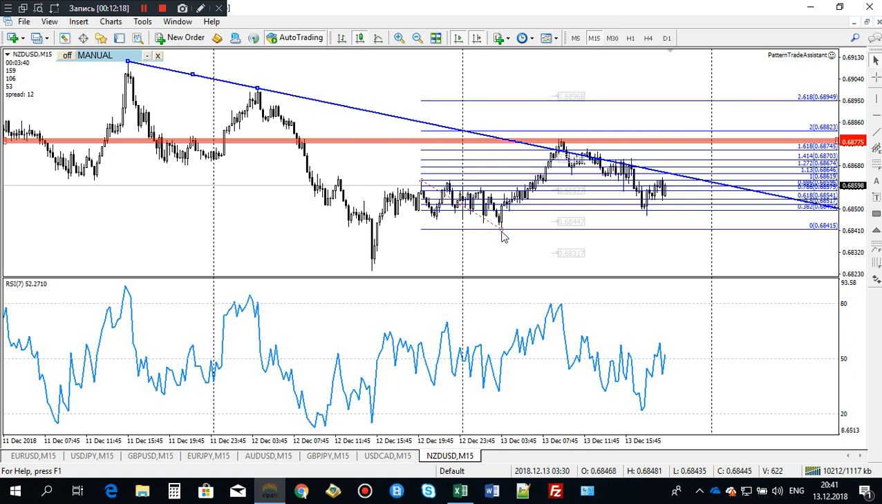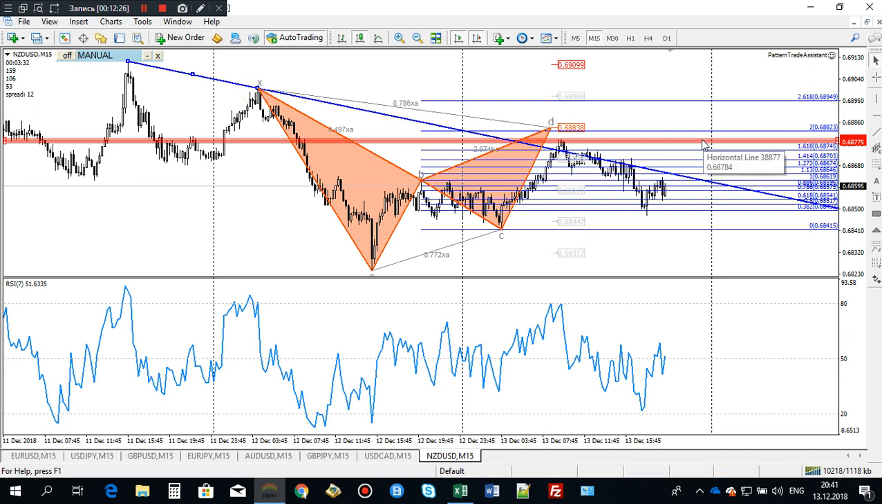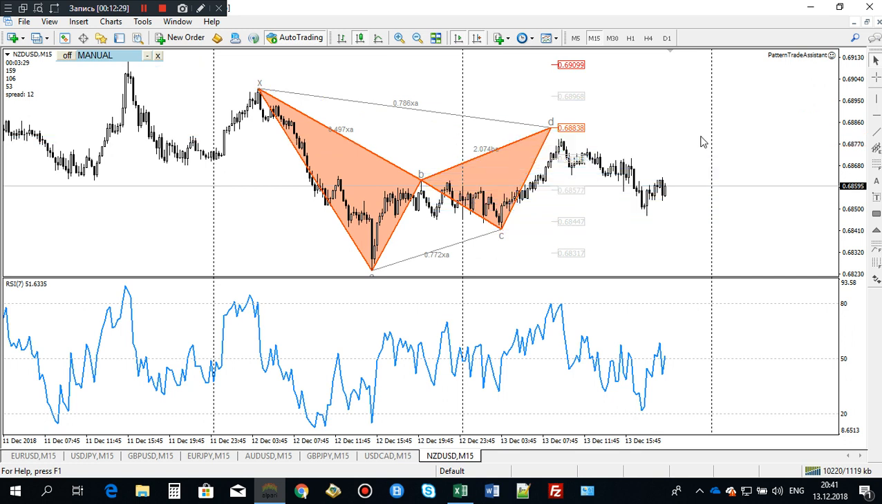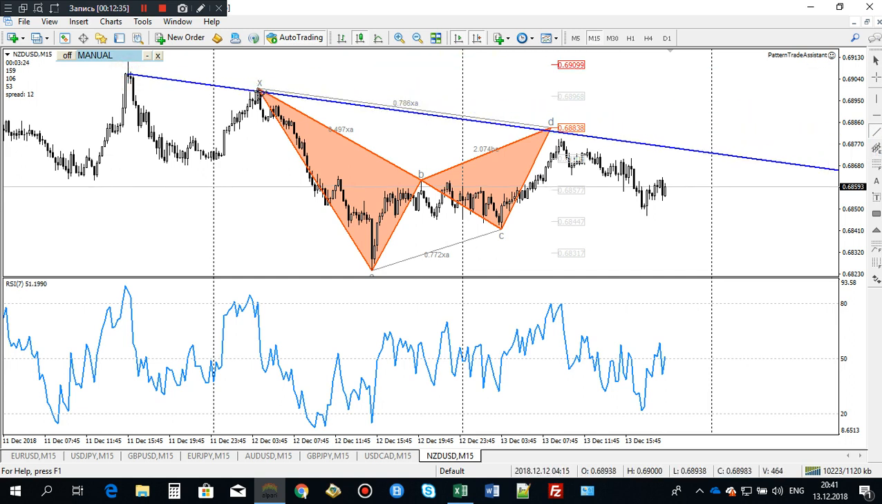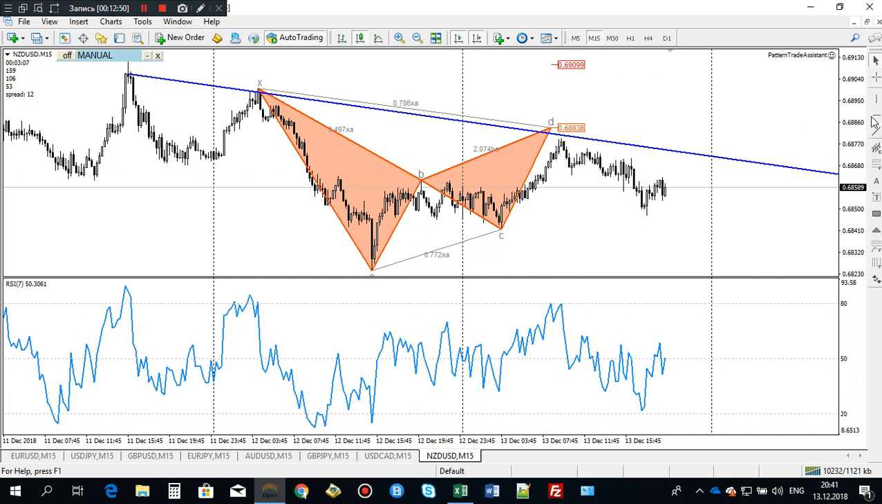I have to redraw the pattern from here to here, I suppose. Okay, and let me put this line and ABCD.